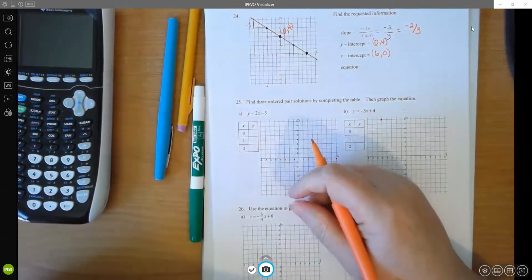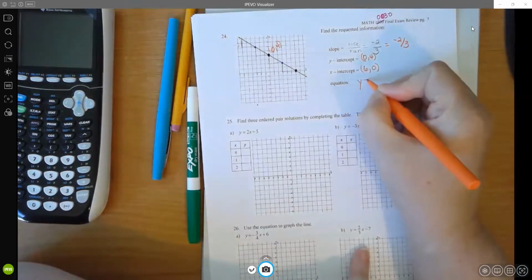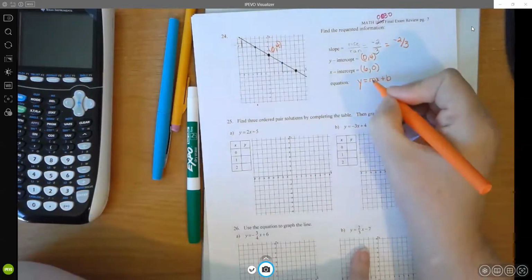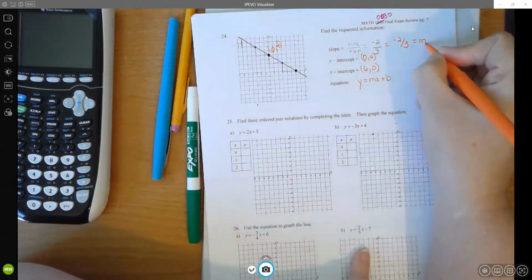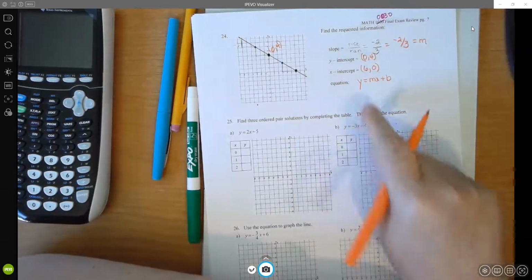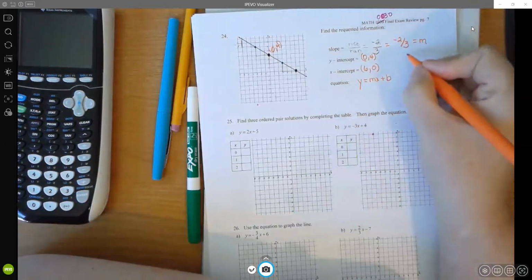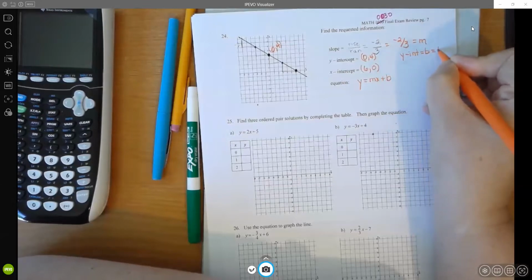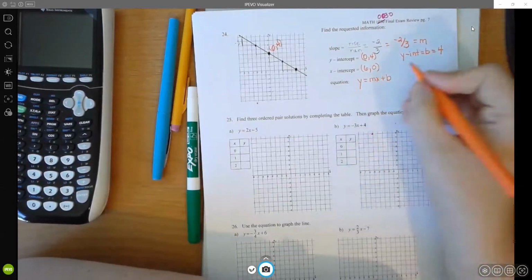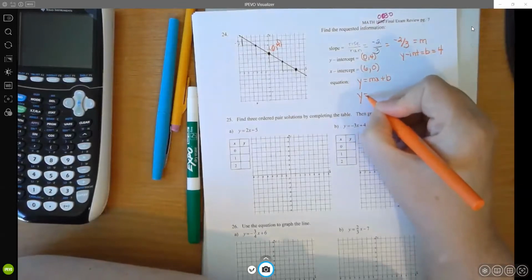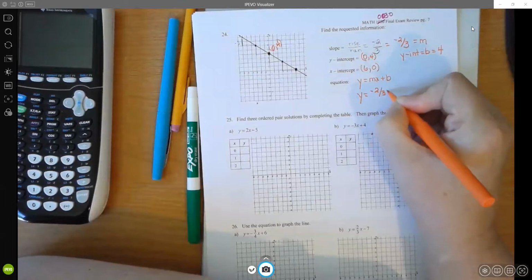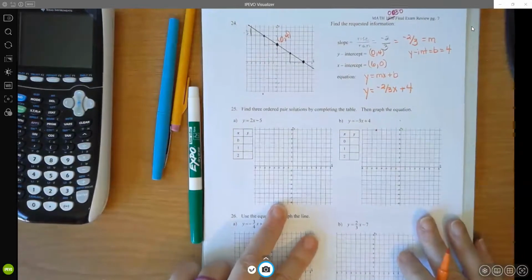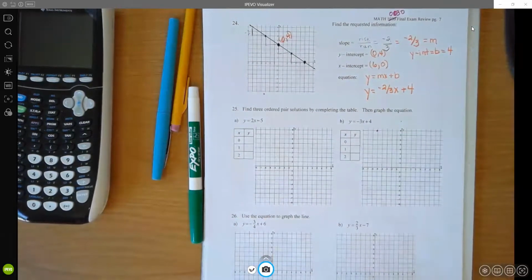And then we want to write the equation. We're going to write the equation using y equals mx plus b. We need m. Oh, wait a minute, that is the slope. We need b. Oh, that is the y-intercept, which is 4. And so the equation would be y equals negative 2/3 x plus 4. And so again, there's not a lot of work there. It's just a matter of putting the pieces together.